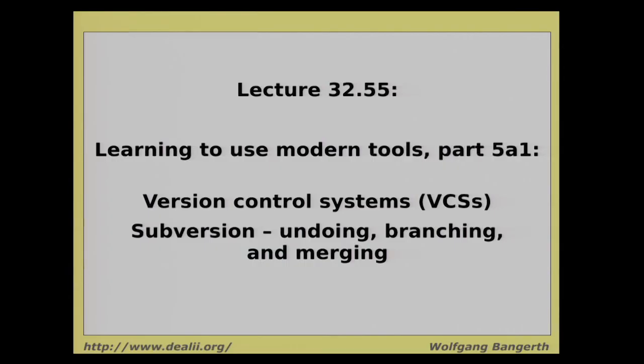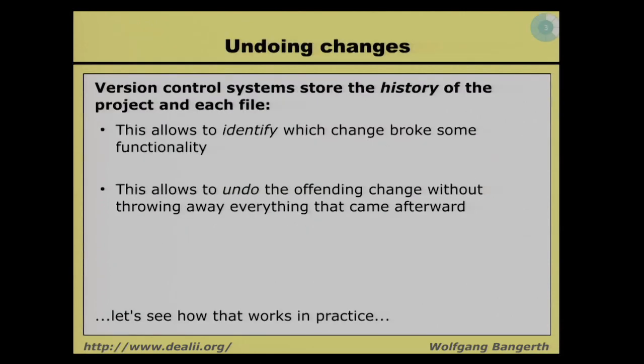So with no further ado, this is lecture 32.55. The idea of version control was that it stores the history, allows you to identify the changes that broke something, and of course if you can identify something, then you can also undo it.